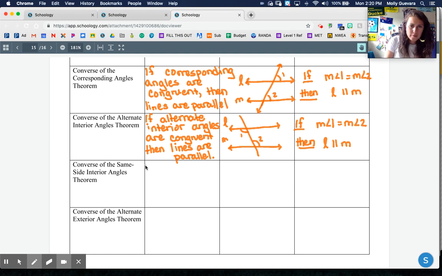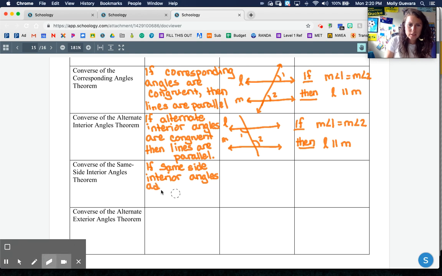So this is the converse of same side interior. If same side interior angles, I should say, are supplementary, so not congruent, right? Because we're talking about same side interior. But if they are supplementary, then the lines are parallel.